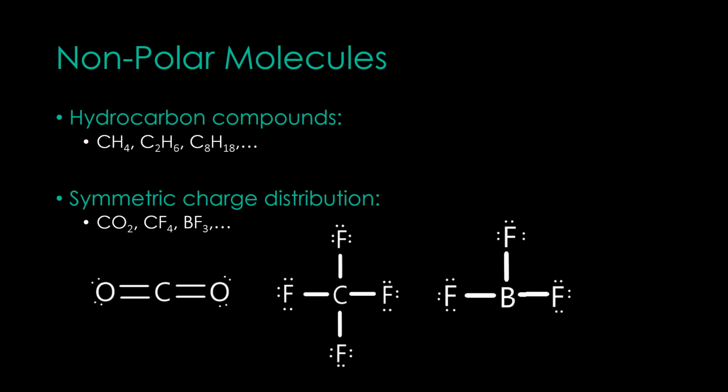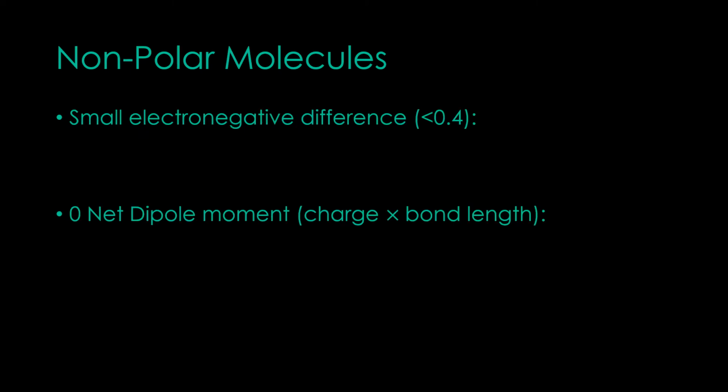One last example is boron trifluoride. The central atom boron uses all three of its valence electrons to share equal bonds with three fluorine atoms, so this compound is also nonpolar. Calculating the electronegativity difference between bonded molecules can also help us determine whether a compound is nonpolar or polar. If the electronegativity difference is less than 0.4, then the substance is nonpolar.